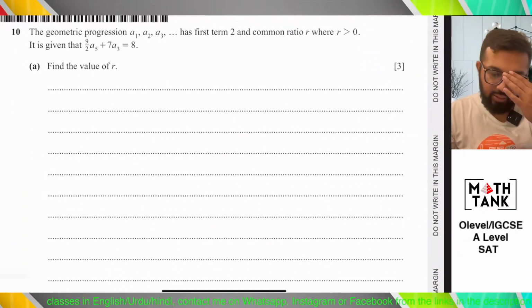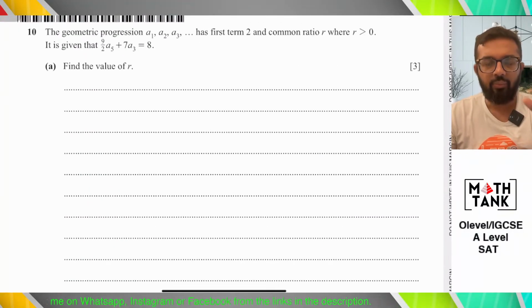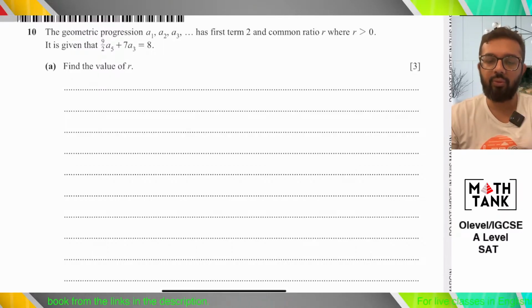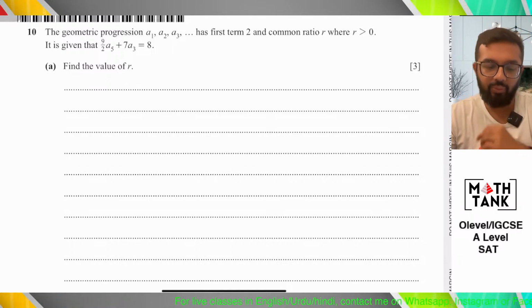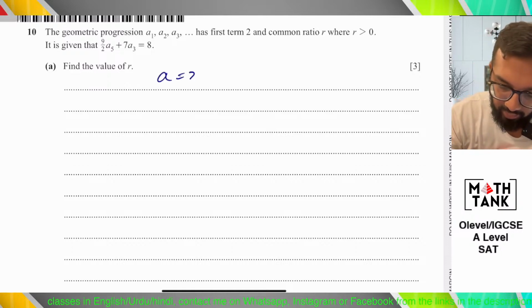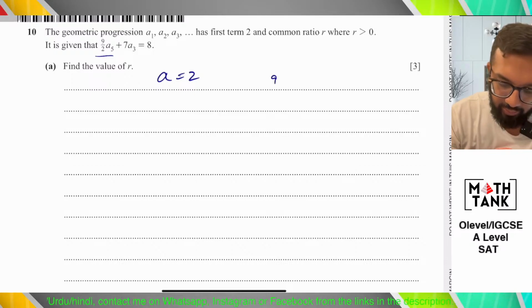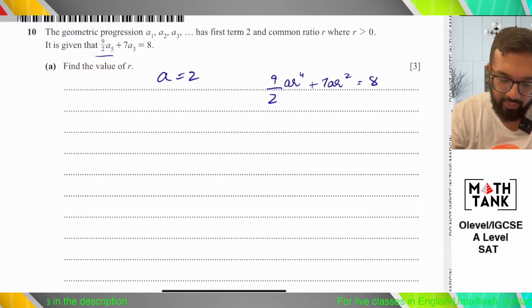Okay, question number 10, the geometric progression. There is this tendency in the past papers now that you'd see two questions from one particular topic. So there's a separate question on arithmetic progressions, a separate question on geometric progressions entirely. Very unusual for the past papers to do that, but the geometric progression has first term 2 and common ratio r. It is given that 9 over 2 a to the power 5 is a fifth. So that's ar^4 and that's ar squared equals 8.